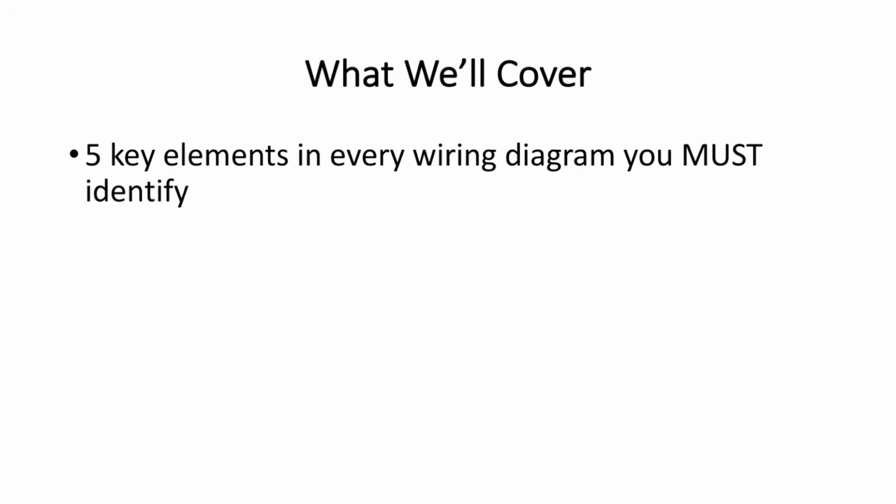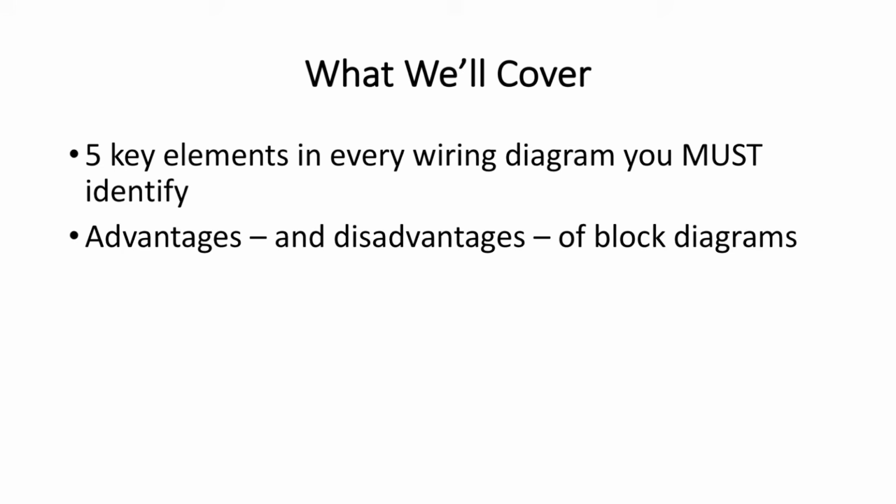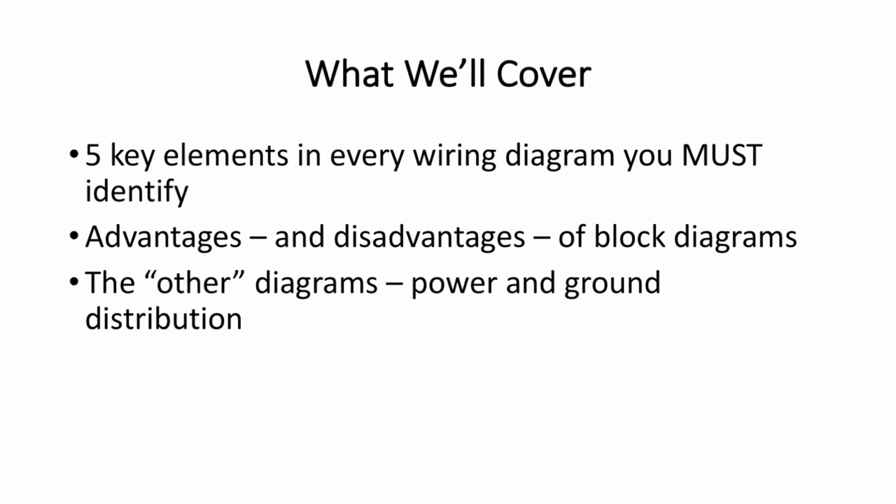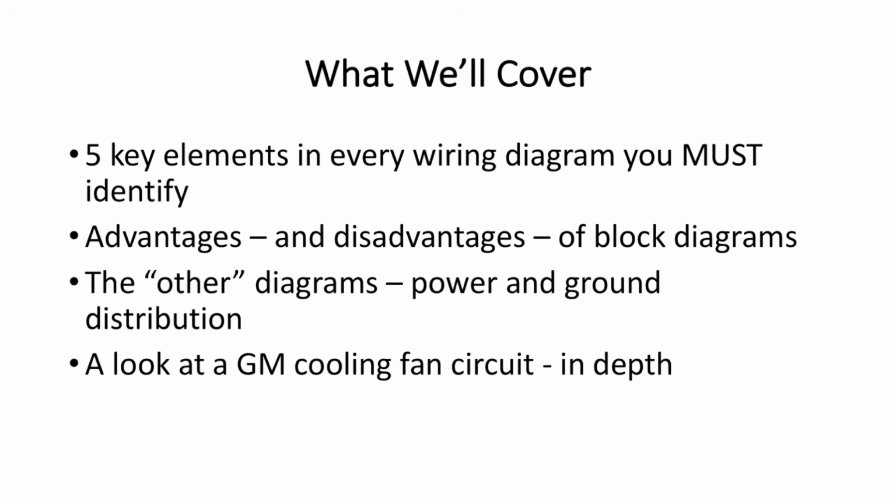Your study of the wiring diagram isn't complete until you've identified these 5 key elements. Block diagrams try to make it easier on us by only including what is necessary. But who decides what is necessary? Block diagrams rarely complete the path back to the source. That's where these two come in. And finally, we'll read and analyze a typical wiring diagram using a GM cooling fan circuit as our example.